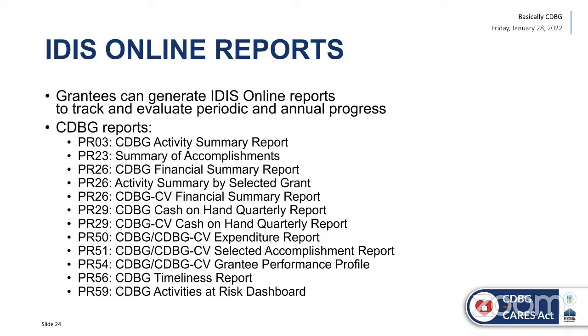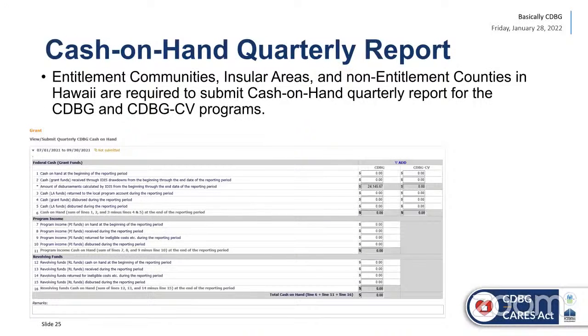Those three reports are required when you submit your keeper. So get familiar with that. The other two reports I want to point out are the PR29 report, which is the Cash on Hand Quarterly Report, one for CDBG and one for CDBG CV. The Cash on Hand report, like its name, is required to be submitted quarterly. I will cover the Cash on Hand report in the next slides. So let's move on to the next slide, please.